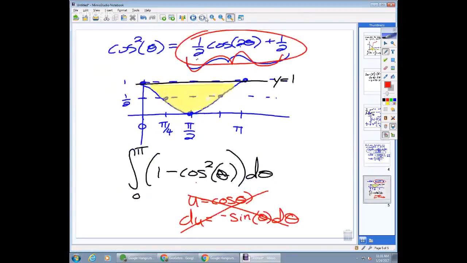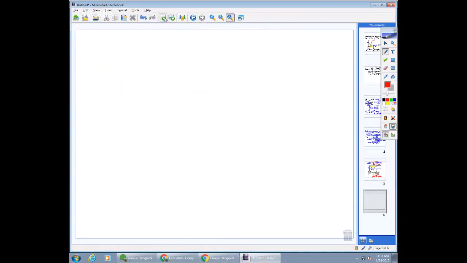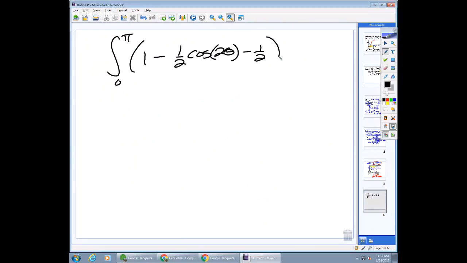I now have the integral from 0 to pi of 1 minus 1/2 the cosine of 2 theta. And then that would have been a plus 1/2, but I have to distribute the negative, so I think it's a minus 1/2 d theta. Did I get that right? Samantha, what do you think?